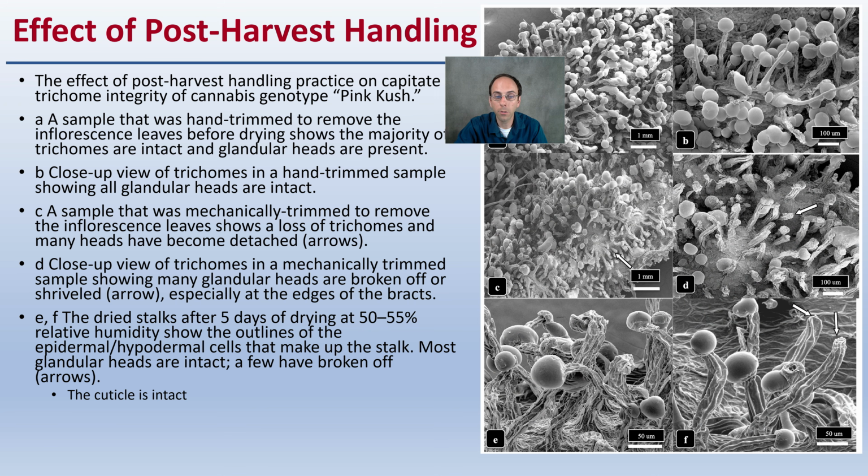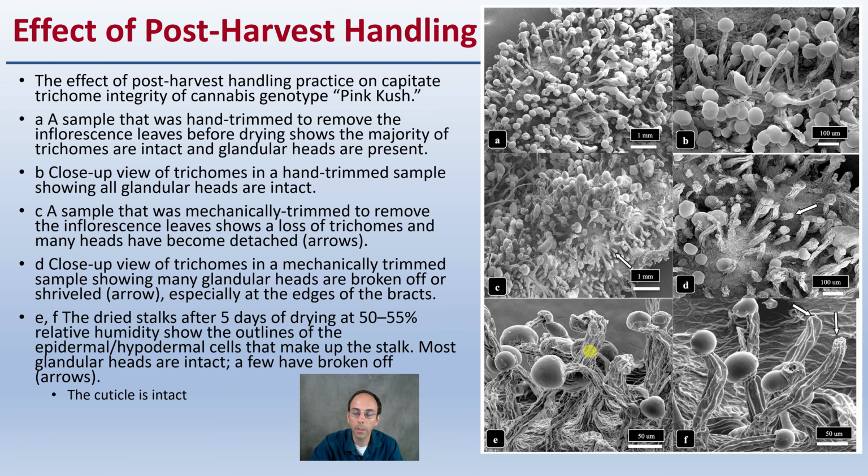Now, one thing I found interesting here, if you tuned in for this long, and thank you, is the post-harvest handling of our trichomes. So, the effect of post-harvest handling practice on capitate trichome integrity. And this is the genotype Pink Kush that they used in this study. Looking at letter A up here, it's a sample that was hand-trimmed to remove the inflorescence leaves before drying, and it shows the majority of the trichomes intact. So hand trimming, being very careful when hand trimming, in varieties, here Pink Kush, those trichomes are pretty much intact or undisturbed.